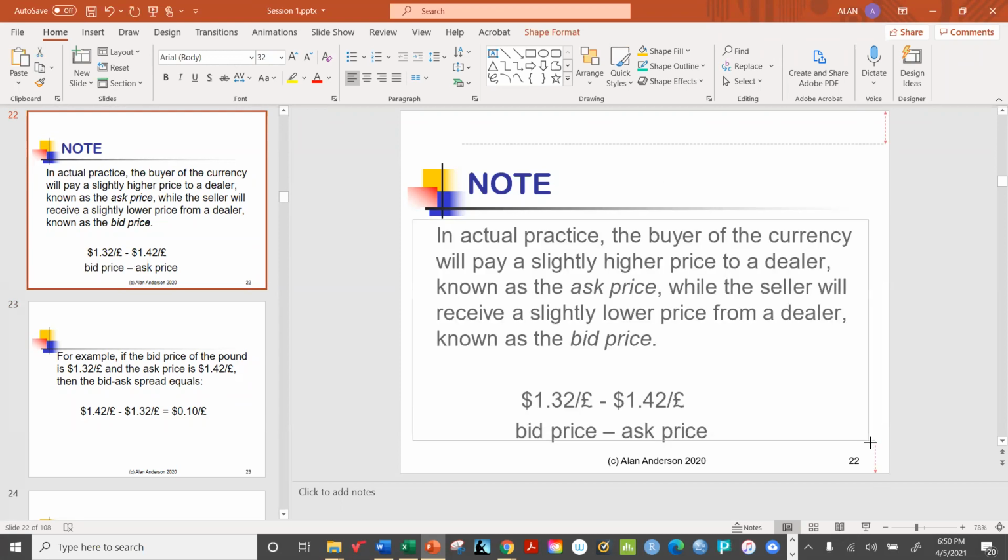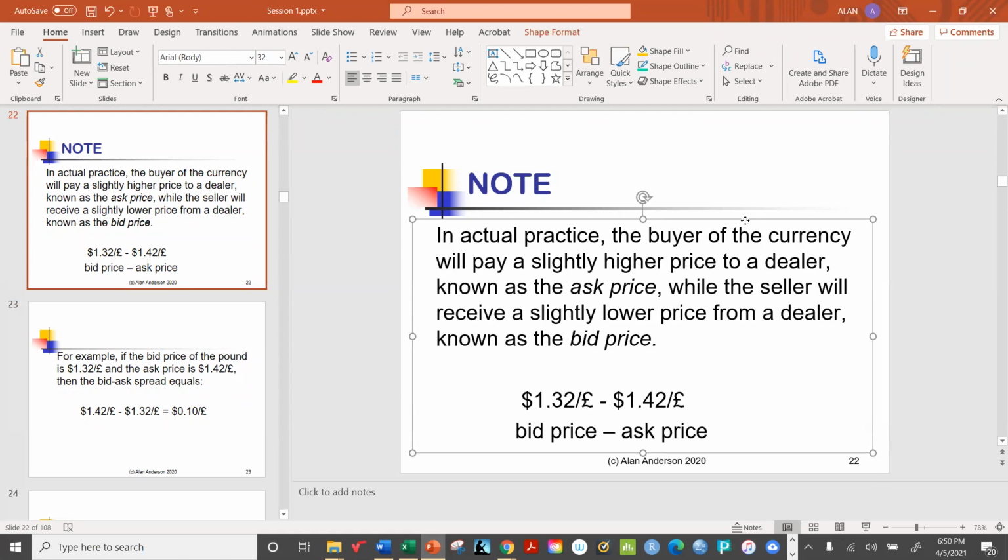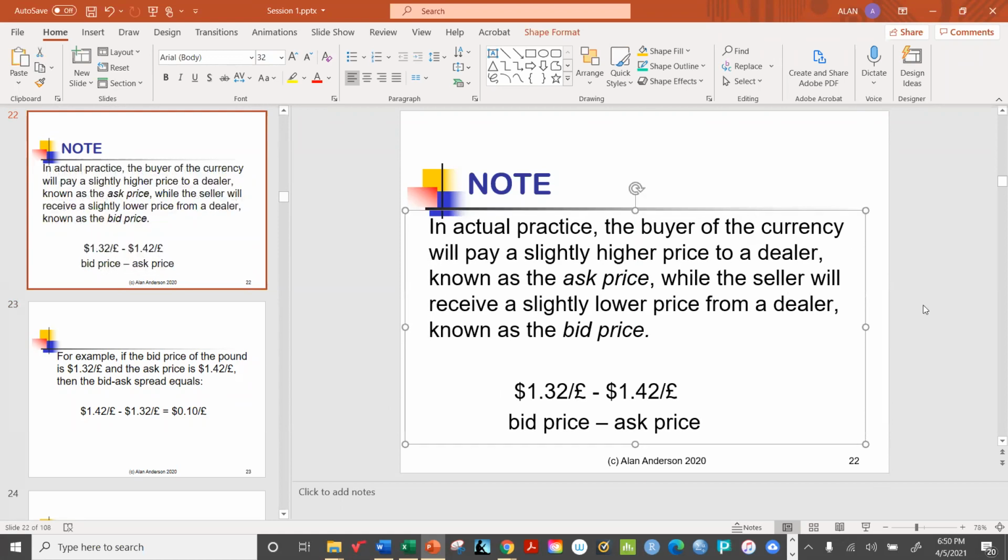Now, keep in mind, a dealer in foreign exchange is trying to make money. So what that means is they'll buy or sell any currency you want, but you have to expect them to make a profit. So if I want to buy pounds, I'm going to pay $1.42. But if I want to sell pounds, I'll only receive $1.32. So the difference, the 10-cent difference, is where their money's coming from. That's how they make their profits. Without that, then they couldn't exist.